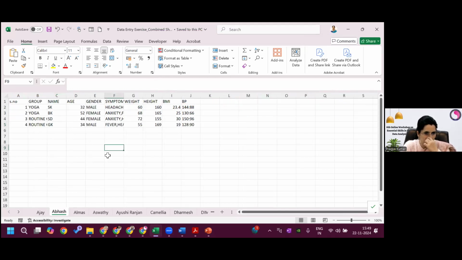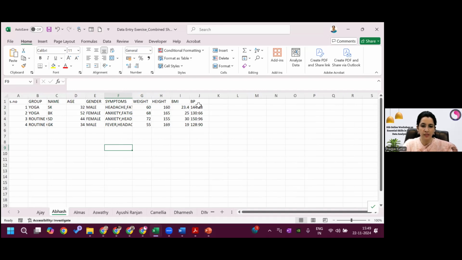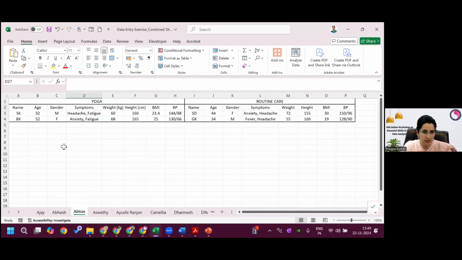Coming to Abhas, he has entered yoga and routine in one group. That was okay. Age and gender were also okay. But if you see here, the symptoms he has also entered together. And BP, if you see, he has entered like 154, colon, and 88, something like that. That should have been in separate columns. Coming to Alvas, again he did like Ajay, yoga separately and routine care separately. And this BP also you can see, he has entered giving a slash, symptoms together. Here also, like slash, symptoms together.